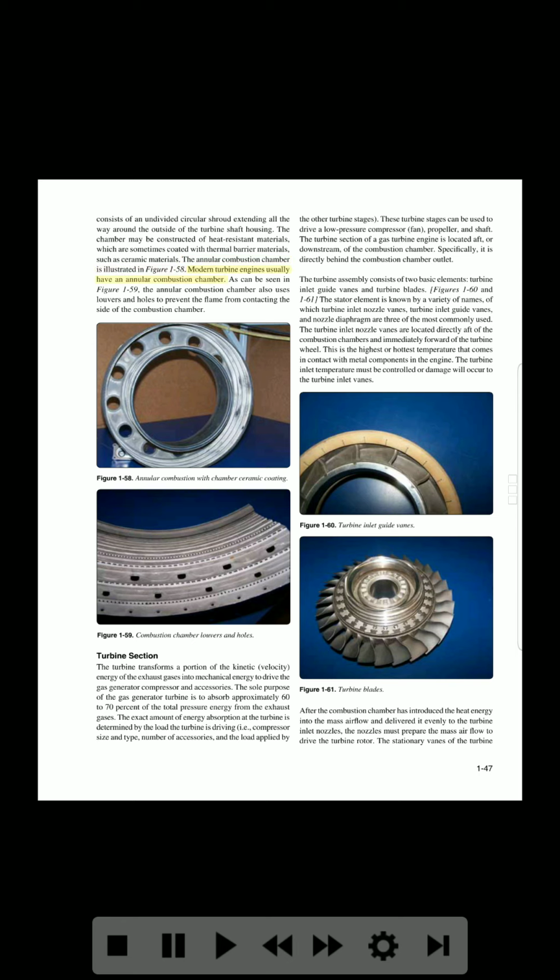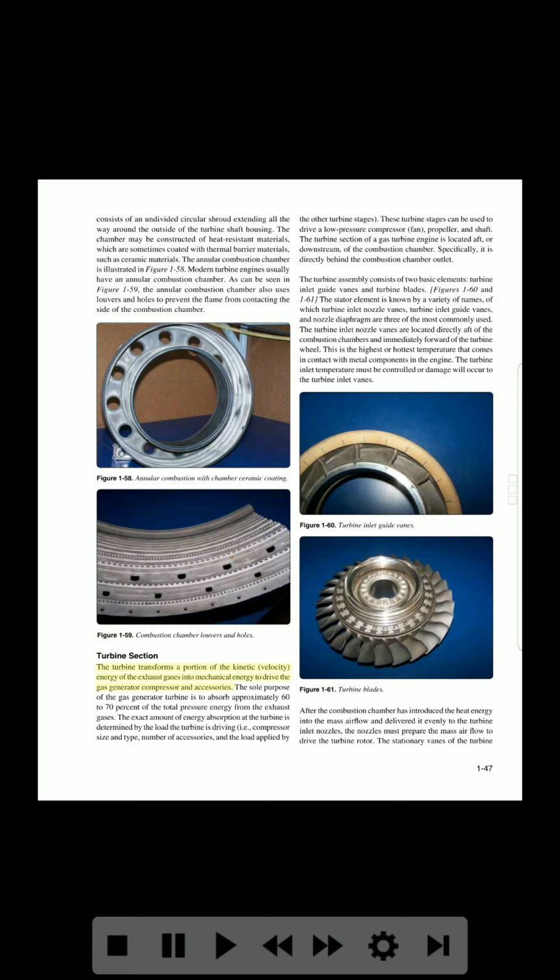Modern turbine engines usually have an annular combustion chamber, as can be seen in Figure 1-59. The annular combustion chamber also uses louvers and holes to prevent the flame from contacting the side of the combustion chamber. Figure 1-58. Annular combustion chamber with ceramic coating. Figure 1-59. Combustion chamber louvers and holes.